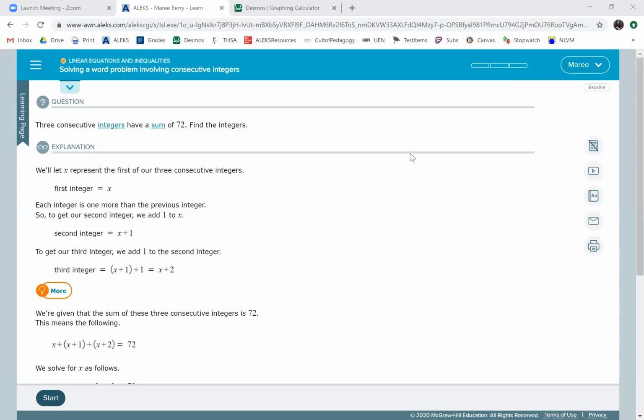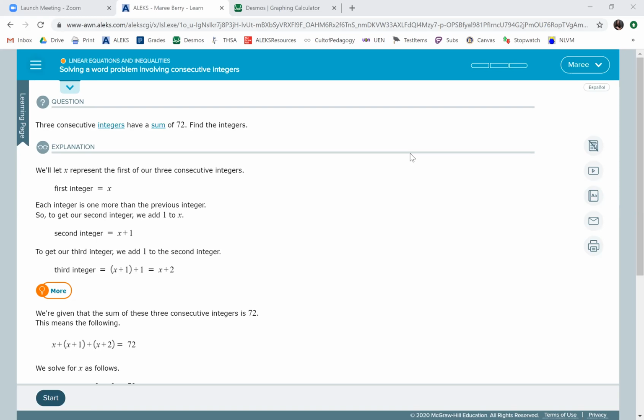The first thing that you need to know is what consecutive means. Consecutive means two numbers that are right next to each other on the number line. So for instance, 2 and 3 are consecutive. 15 and 16 are consecutive. And these are consecutive integers.